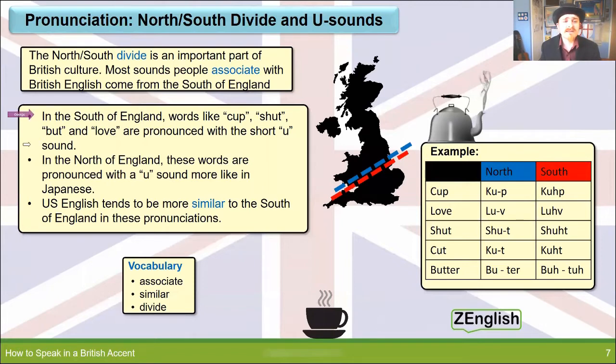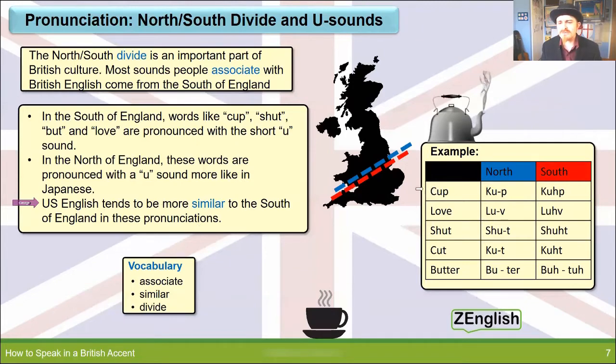Another big difference here: in the south of England, and this is kind of like America, words like cup, shut, but, and love are pronounced with the short U sound. Cup, shut, but, love. In the north of England, these words are pronounced with a long oo sound, a bit more like the way Japanese people pronounce things. Cup, shut, but, love. So US English does tend to be more similar to the south of England here.